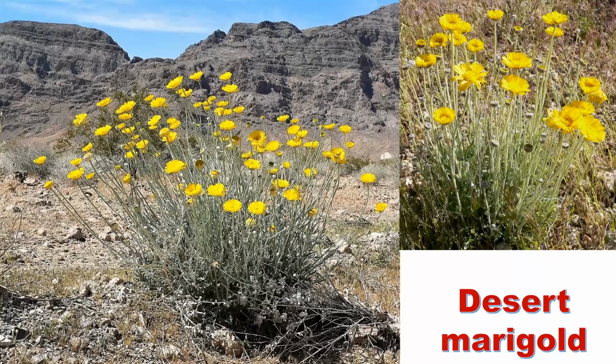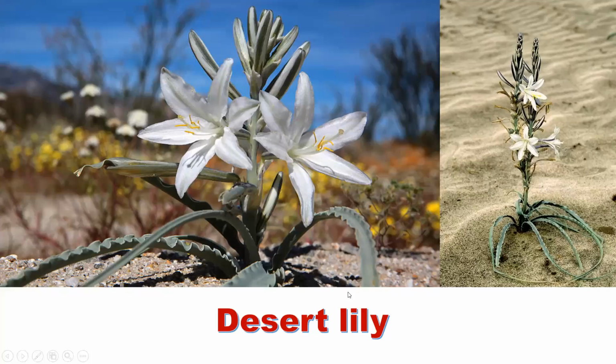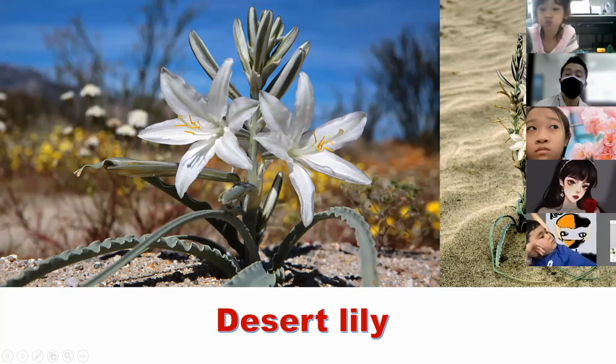Desert marigold. This plant grows in a desert as well. Next, desert lily. This plant grows without water. Okay, because we know that lilies grow in the water, in the lakes and the ponds. But this kind of lily grows in the sand.